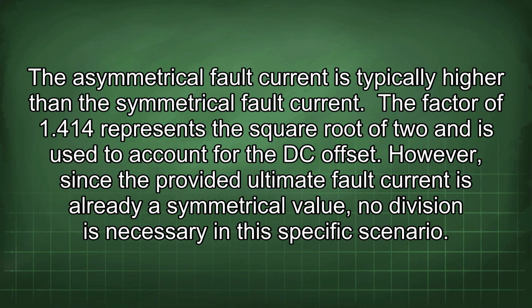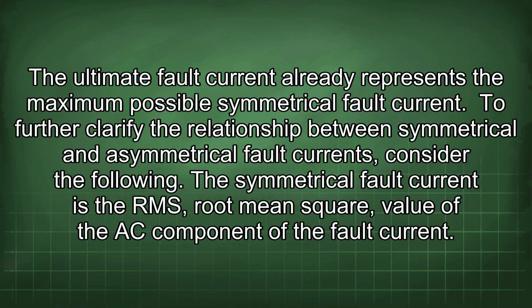The factor of 1.414 represents the square root of 2 and is used to account for the DC offset. However, since the provided ultimate fault current is already a symmetrical value, no division is necessary in this specific scenario. The ultimate fault current already represents the maximum possible symmetrical fault current.